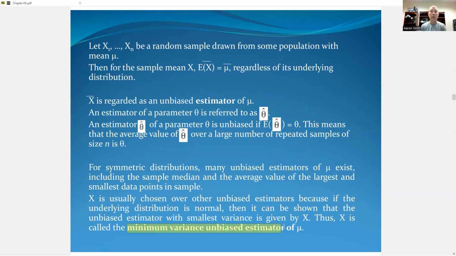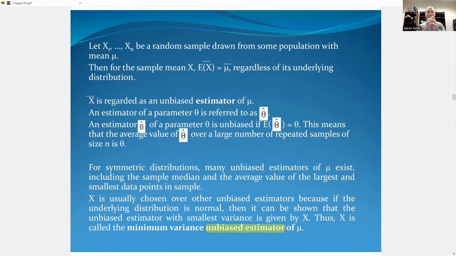Minimum variance unbiased estimator. Unbiased means that my best guess value on average is going to be spot on. Minimum variance means that things are going to be spread out less. So if I was to repeatedly collect data and get my best guess, my point estimate, the unbiased estimator tells me that on average, it's where it's supposed to be.